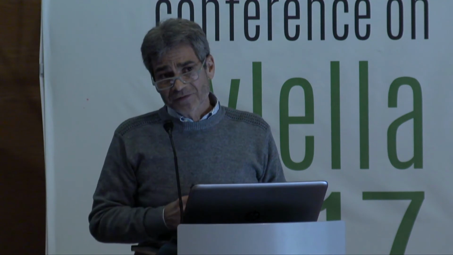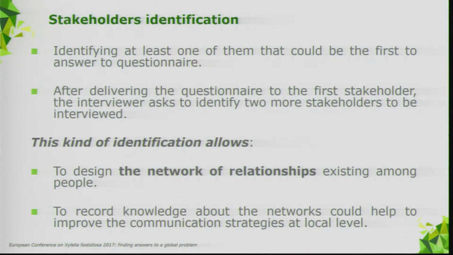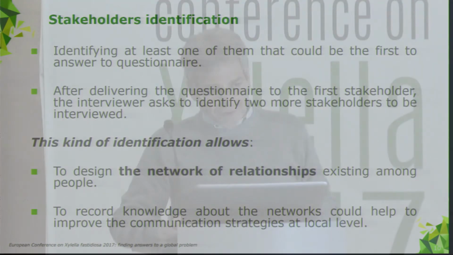How did we do the stakeholder identification? Well, we tried to follow a snowball rolling approach, identifying one of them, at least in the beginning, that could be the first to answer a questionnaire, and from the first, try to get the contact of other stakeholders, at least 2 others, and then, in a ramification, go further. This kind of identification will certainly also allow us to understand a bit more about the relationships amongst the different people, among the different stakeholders, and also how they communicate.